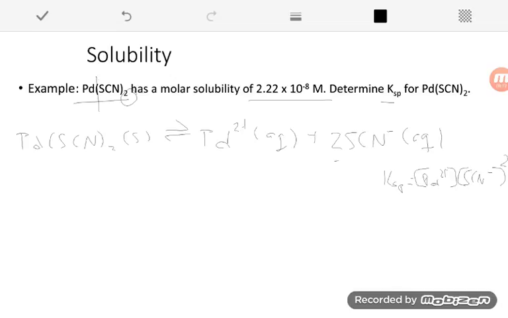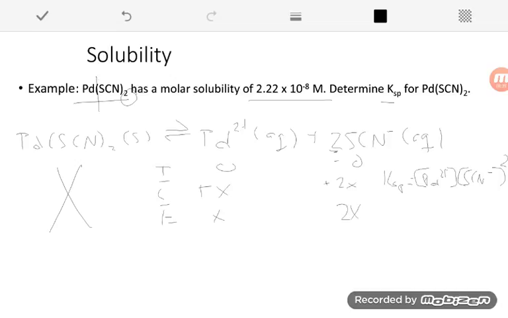Now I'm going to make my ice table. Don't worry about this guy. So I'll make my ice table and just worry about my aqueous things. I start with 0 of each of them. I make x of the Pd, but because of this 2, I make 2x of that guy. So I end up with x and 2x.